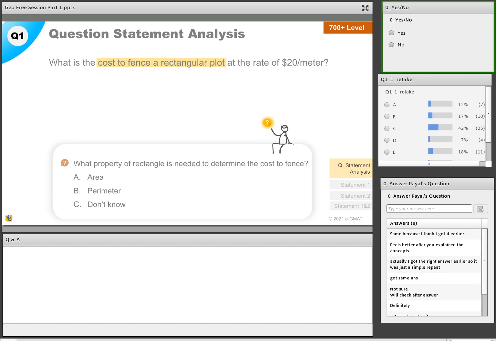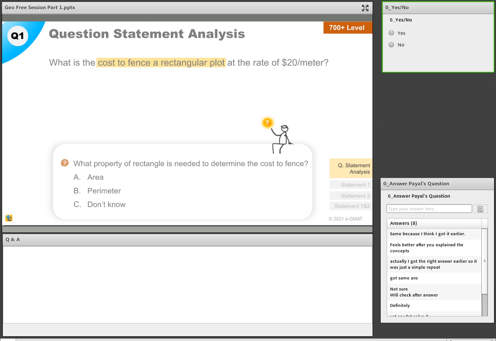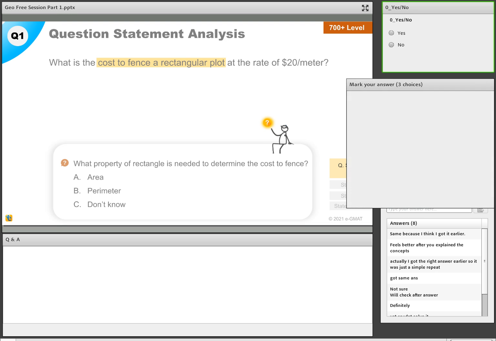I am going to hide this. Now, what is the cost to fence a rectangular plot? That's what we need to figure out. Let me get the poll. There are three choices here. What property of rectangle would you need in order to figure this out? Select that.